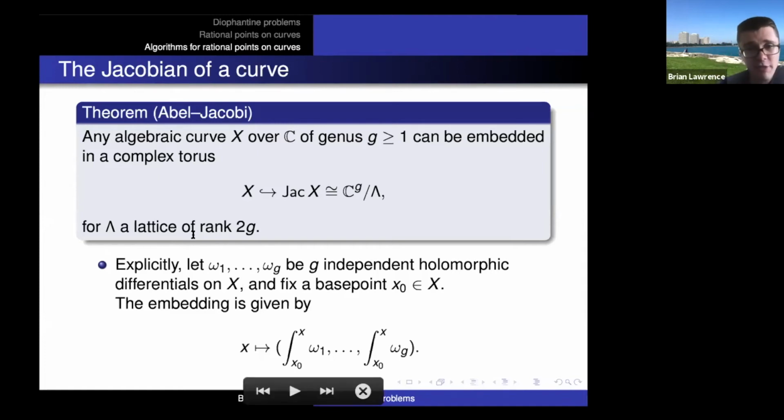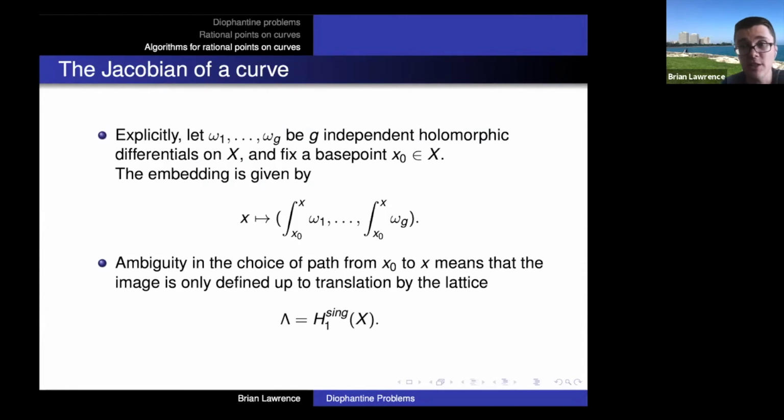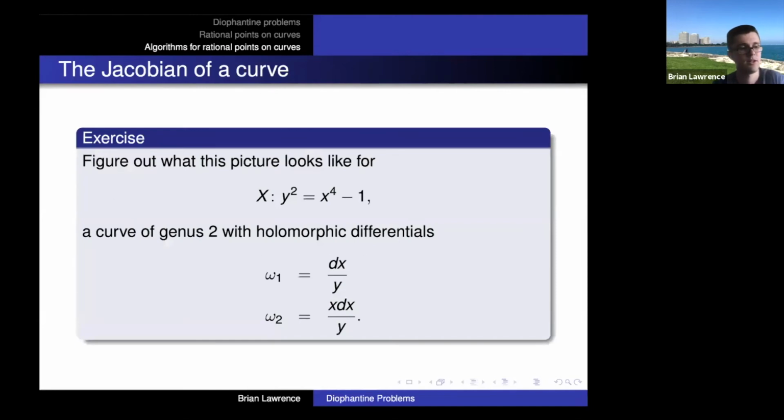So it sounds like I've now defined a map from X into C^G, into this complex vector space itself. But there's an ambiguity because of the choice of path from X to X0. And it turns out this ambiguity exactly gives you a well-defined map into C^G modulo lambda. Lambda tells you the ambiguity in the choice of path. So lambda comes from loops on X, or, in fancy language, lambda is the singular homology of X. As an exercise, you can try to figure out what this picture looks like, for example, for this curve I've written down of genus 2.